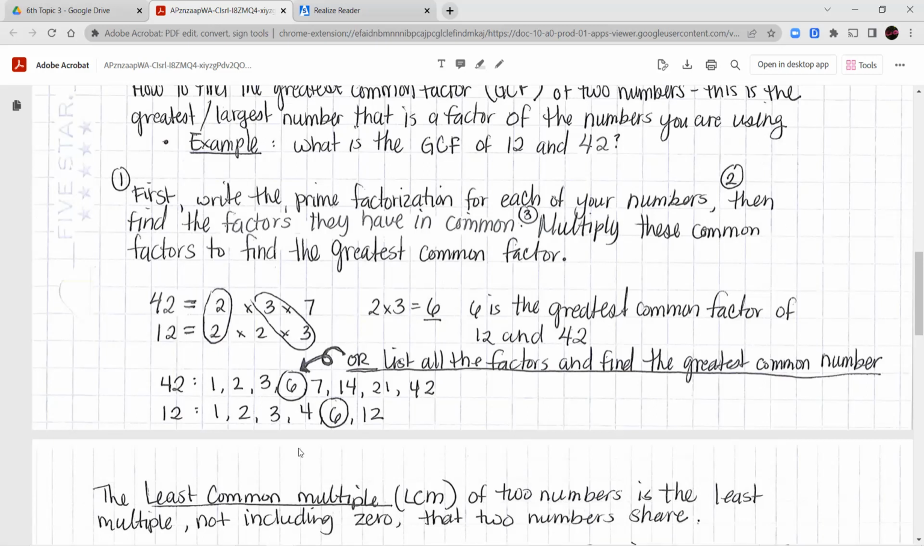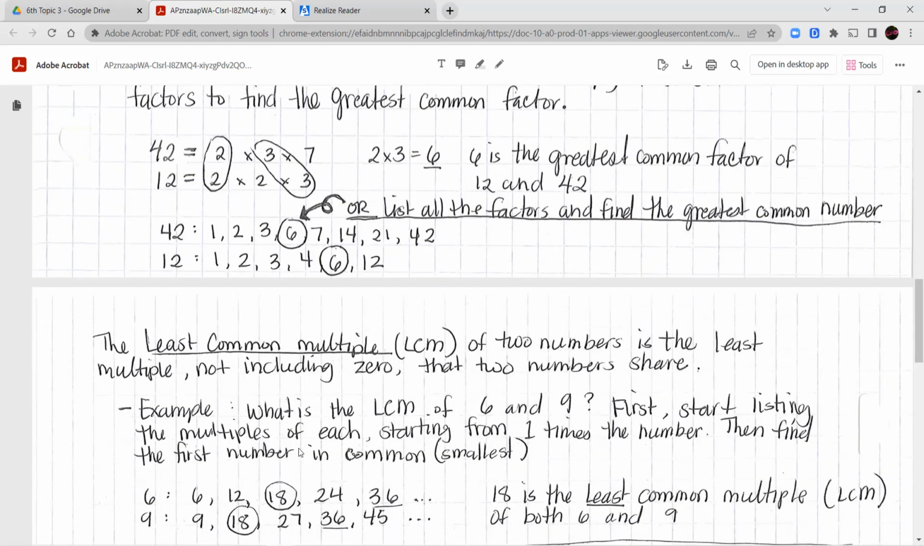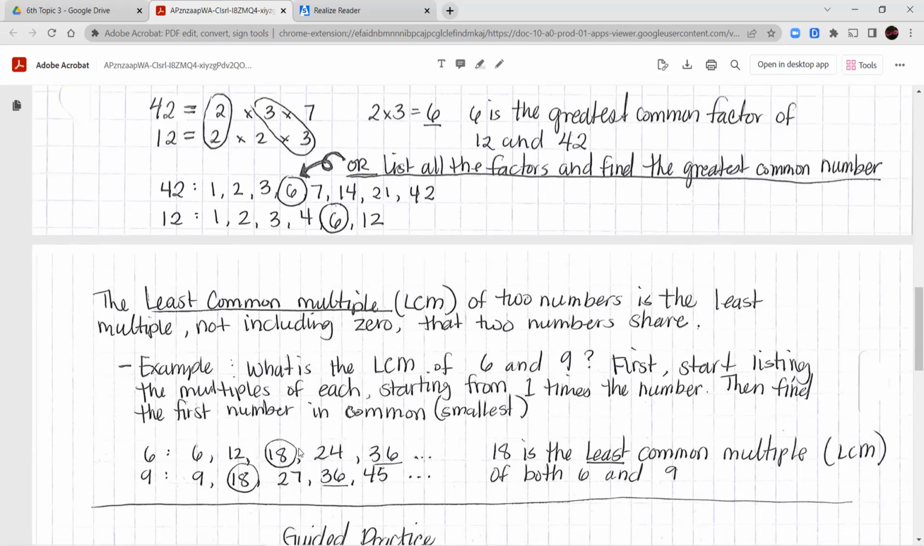All right, so we went over prime and composite. We went over prime factorization, and now we've gone over greatest common factor. So it's the biggest number that they have in common that you can use to make them. Now, our next part is called the least common multiple. The least common multiple, of course not including 0, of two numbers, is the number that they share.